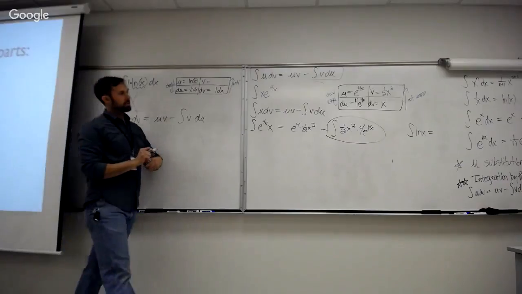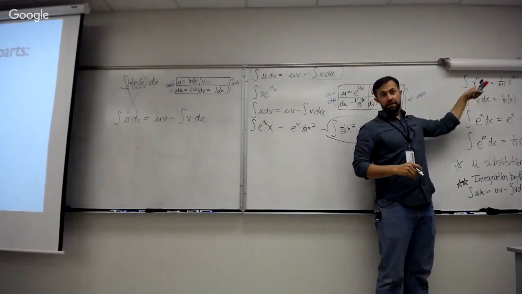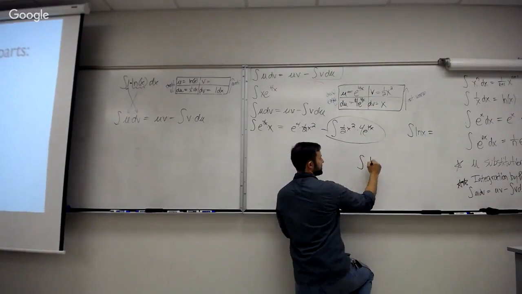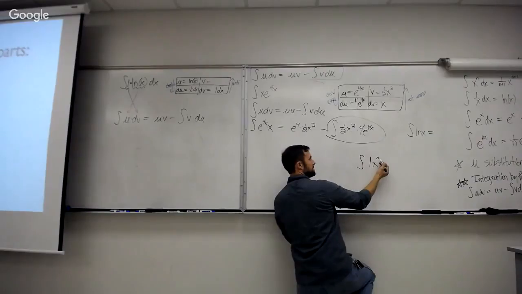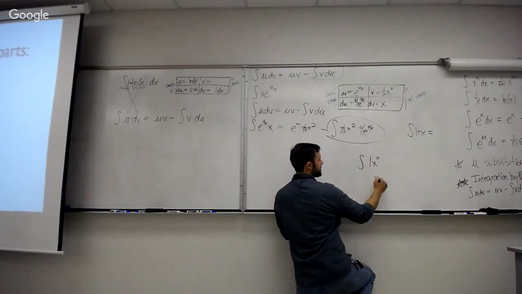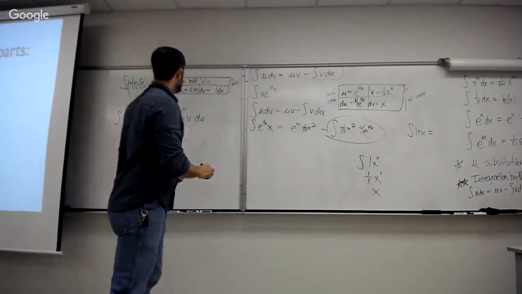Let's go back to our formula. 1 is really 1x to the 0. So how do I take the antiderivative of 1x to the 0? What do you do with the anti-power rule? You add 1 to the power, and then divide by the resulting power. So our answer is just x.